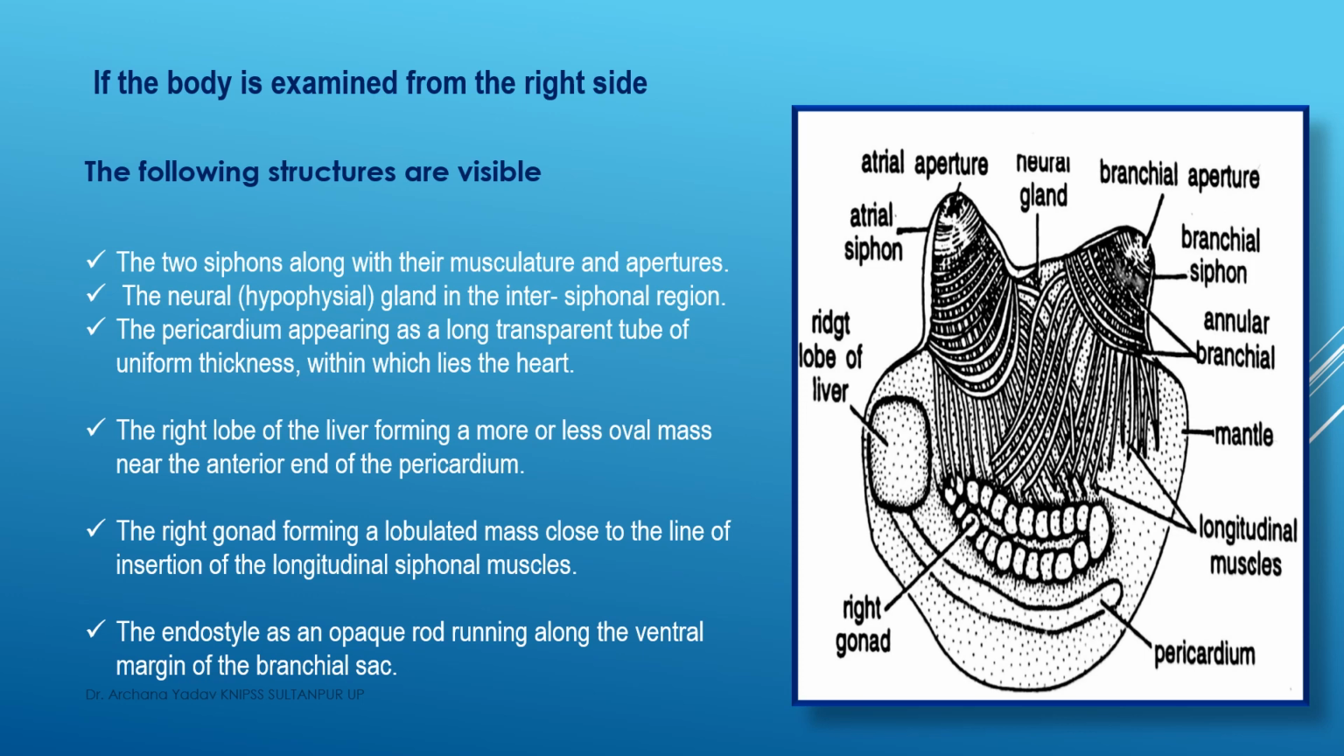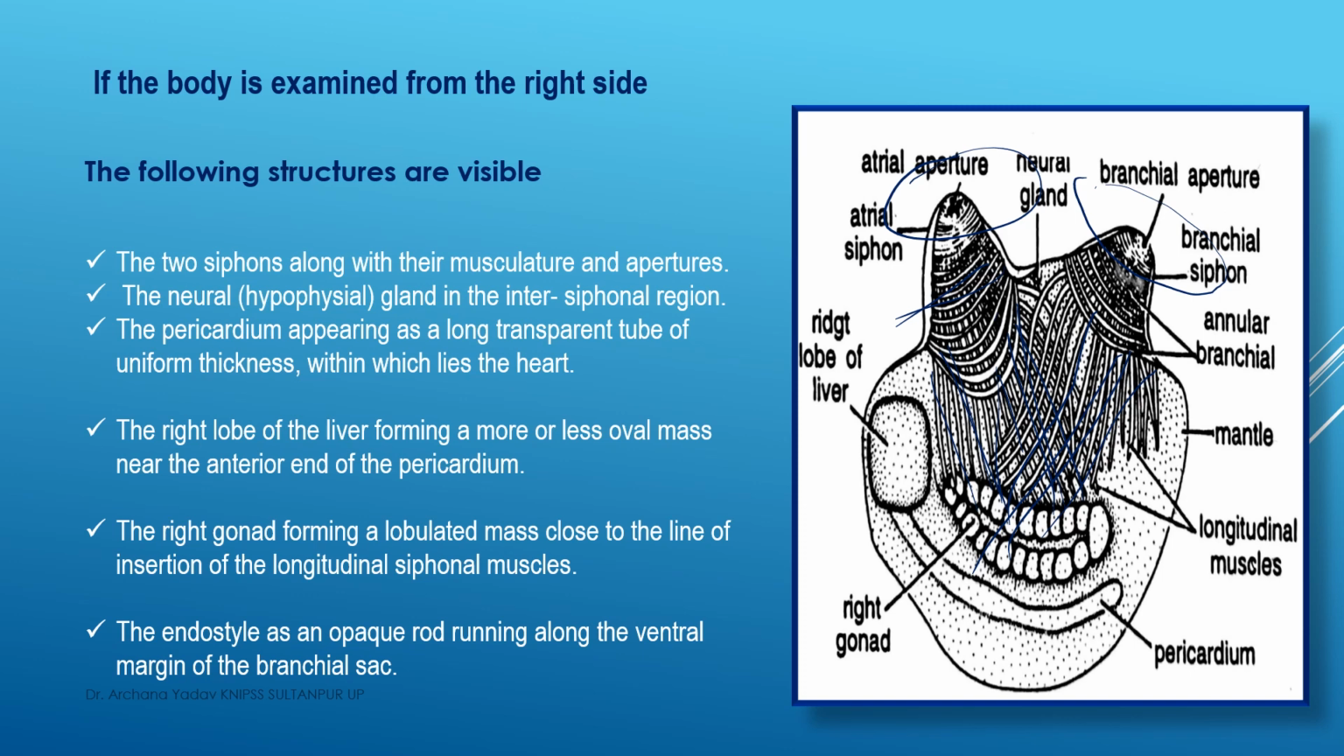In the next slide, we have examined the Herdmania body from the right side. So here several structures are visible, like in the left view. Here the two siphons are also seen. One is the atrial aperture, and second is the branchial aperture, and the two siphons along with their musculature like annular muscles and longitudinal muscles which are present up to the middle of the body.